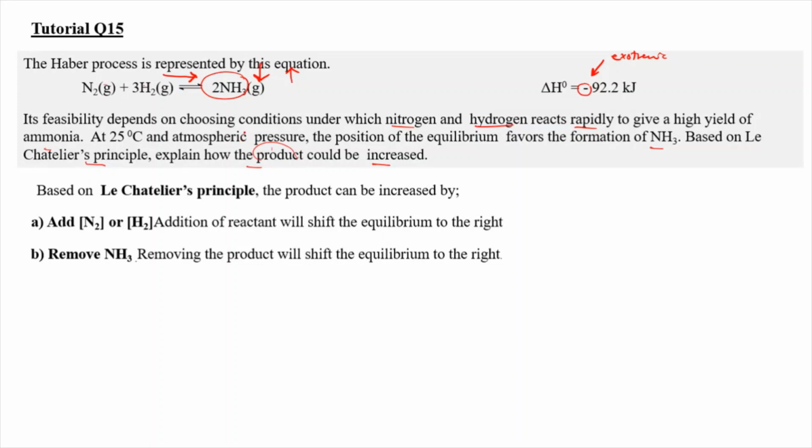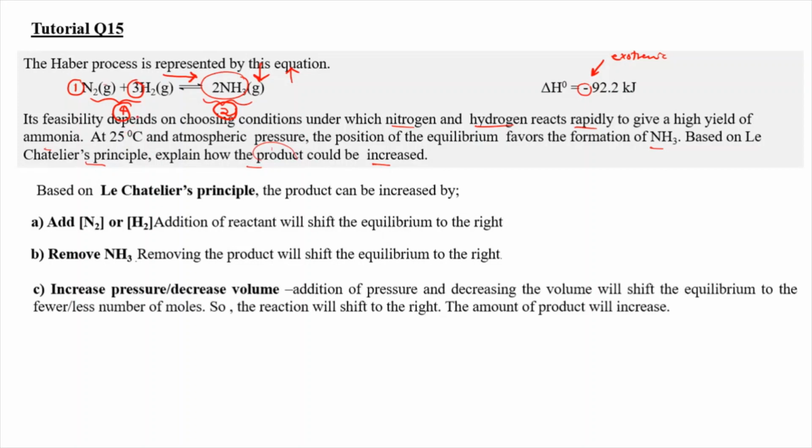And the next one is we can adjust the pressure. As you can see here, the number of moles on the left-hand side, which is the reactant side, is 1 plus 3. So we have 4 moles here. On the product side, we have 2 moles. Okay, so from here, we can increase the pressure.